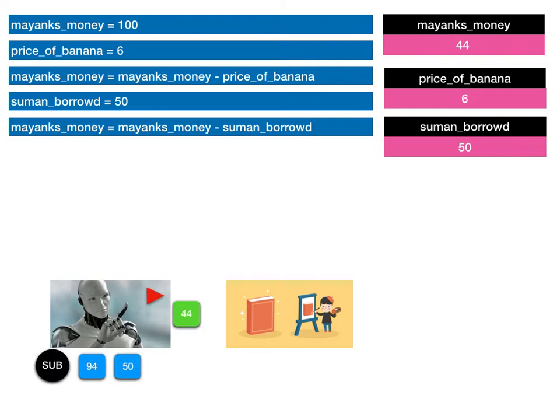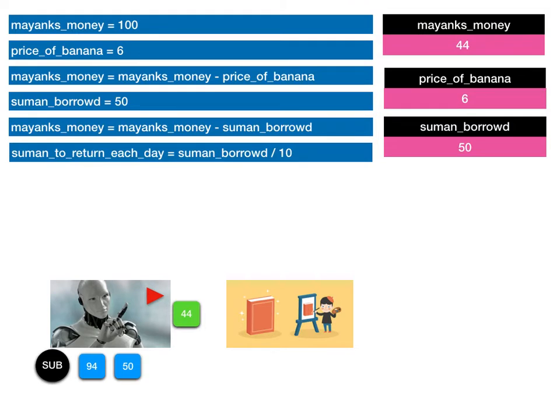Okay. Now the next thing is we need to return for each day. Suman has to return some amount. So let's calculate how much that amount is. Suman has to return each day is equal to how much he borrowed divided by 10. Okay. So let's once again see that, because there are calculations involved, and that's where the role of this computer or this processor comes.